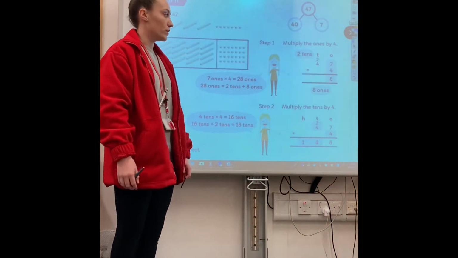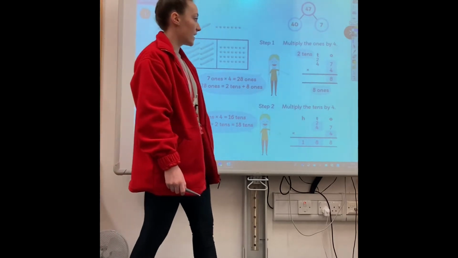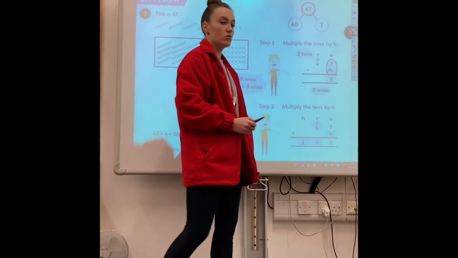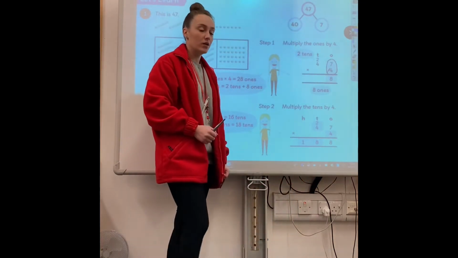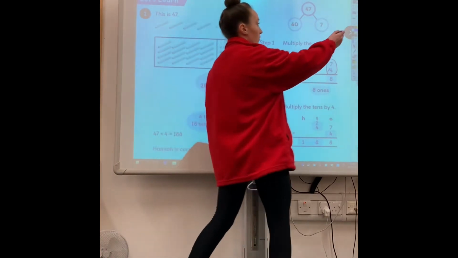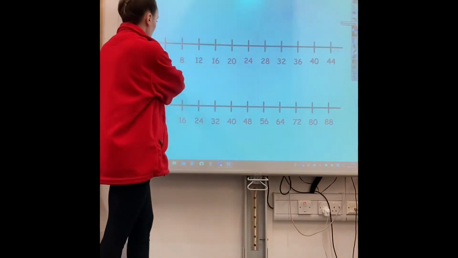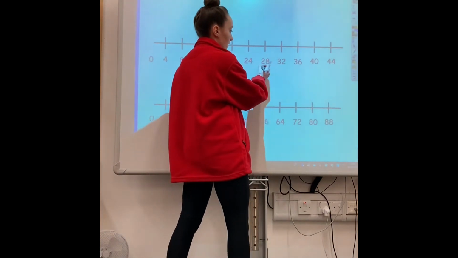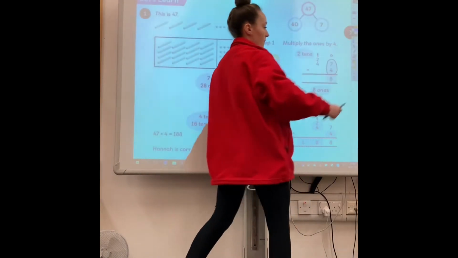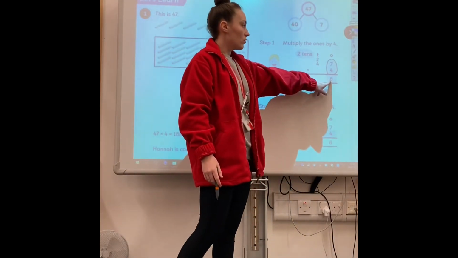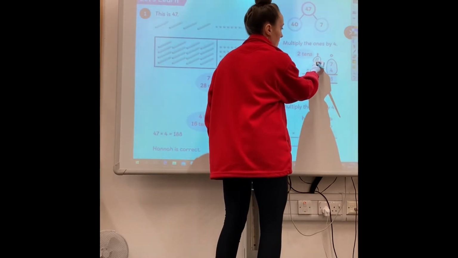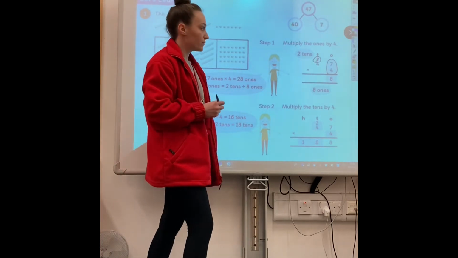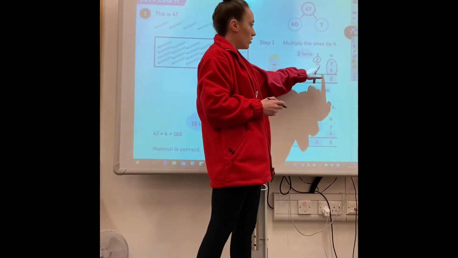Okay, so another method that we can use is the one that Hannah's used. We always start with our ones column. So Hannah's done 7 times 4 to begin with, and if we count and go back to our 4 times table, 1, 2, 3, 4, 5, 6, 7, we know that 4 times 7 would be 28. Here, Hannah's put 8 in her ones column and she's carried over 2 tens into the tens column, like we used to do when we were using column addition and subtraction.